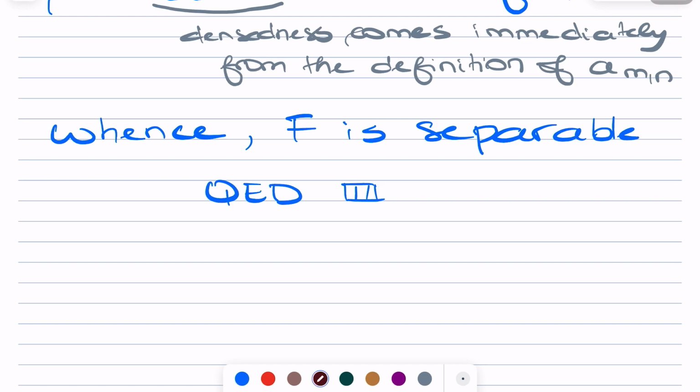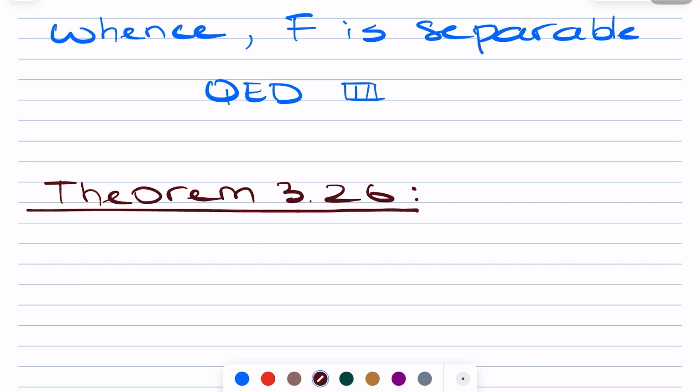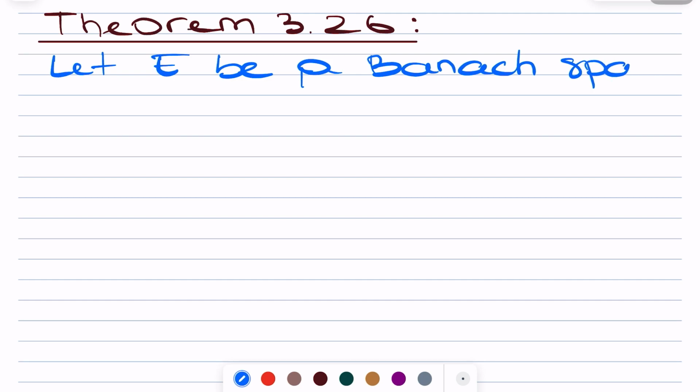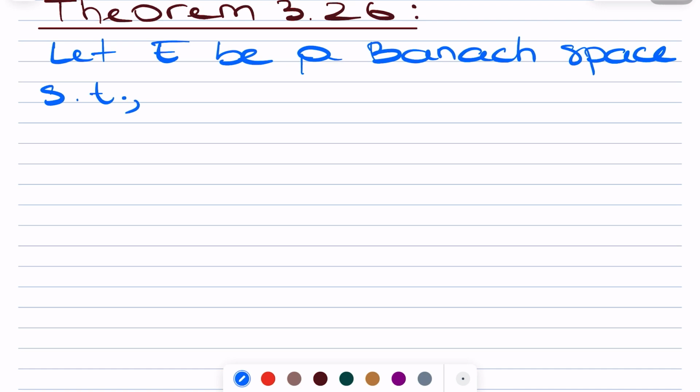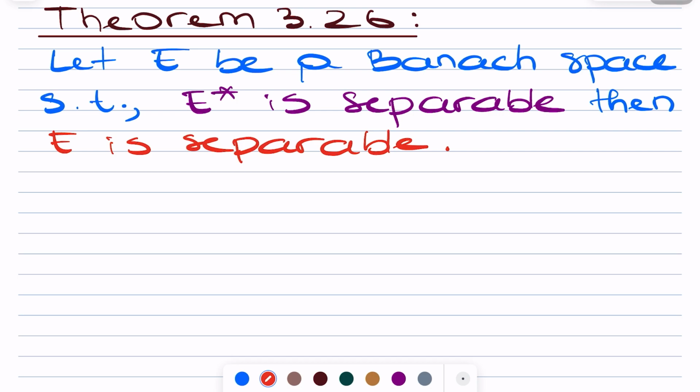So now we can state a very important theorem. Theorem 3.26. Let E be a Banach space such that the dual space is separable. Then E is separable. So if you have a Banach space for which the dual space is separable, then the space E itself is separable.